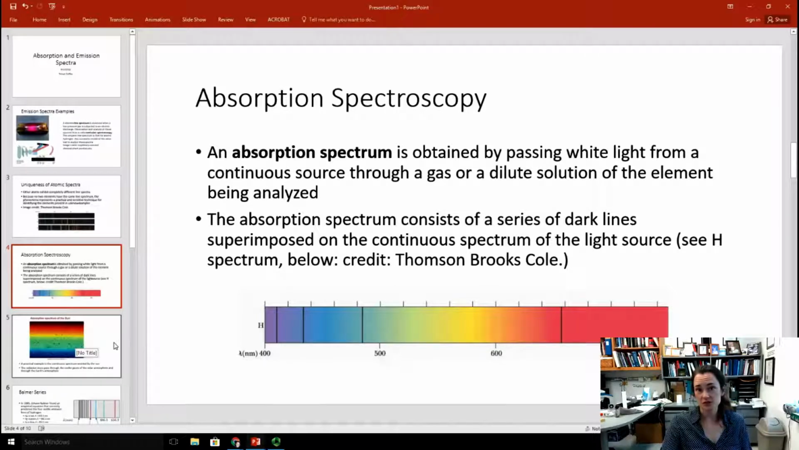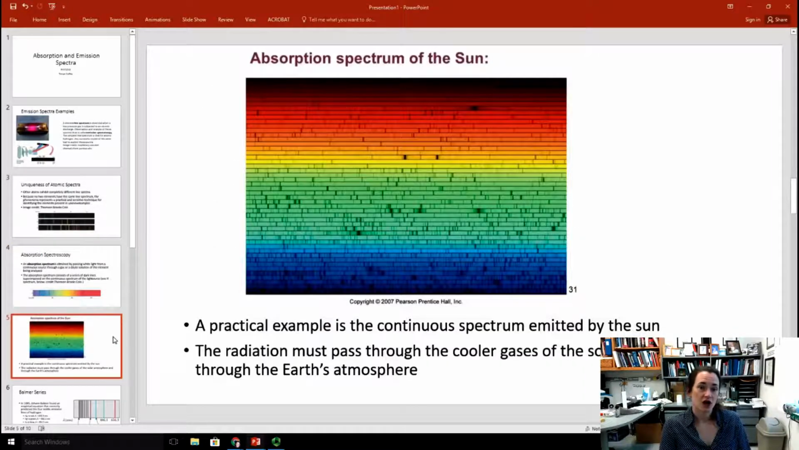Now this can be used also to identify unknowns. For example, it's observed often in stars. Stellar spectroscopy is a whole field, and the spectrum of a star can be used to type the star and to figure out what kinds of elements are contained within the star. And it can tell you whether or not the star is an old star or a young star. All right, so this is an example of that.